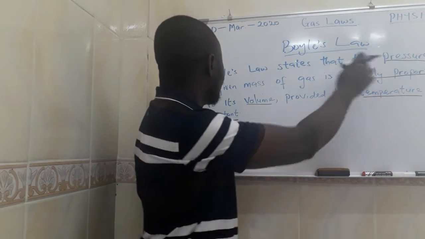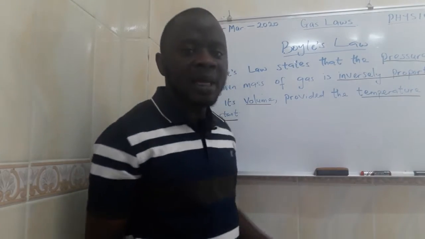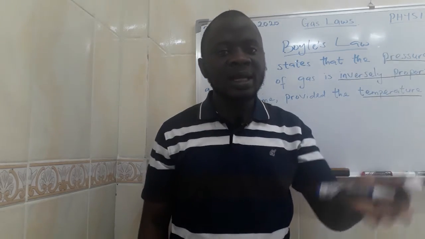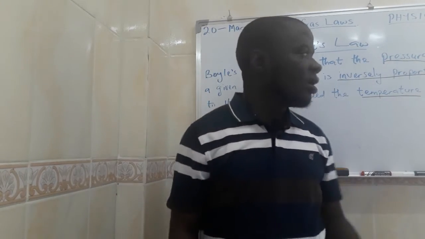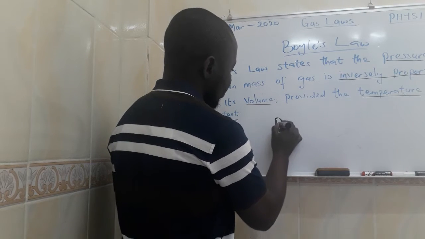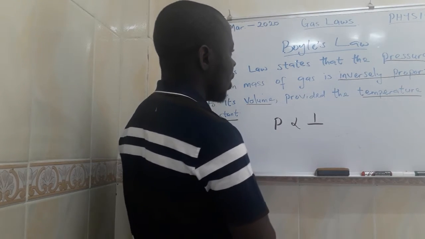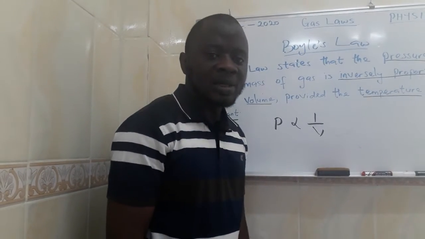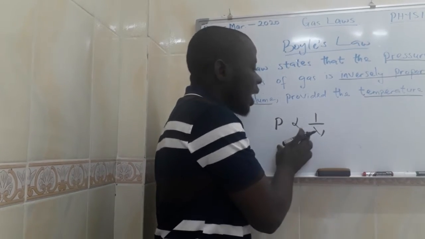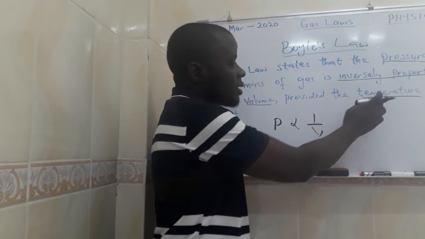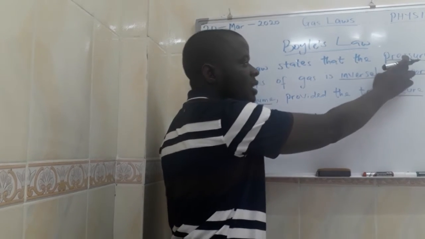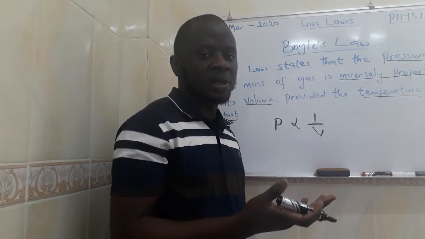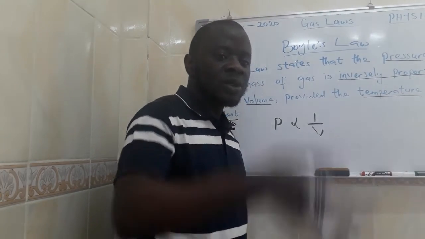Okay, what does it say? The pressure of a gas is inversely proportional. Inversely means that when something is increasing, the other will decrease. Now it says that the pressure is inversely proportional to what? To the volume of the gas. And the temperature is going to be constant. It means when temperature is not constant, then we cannot have this relationship. But if temperature is constant and we change the pressure, what will happen to the volume is that it's going to come down if we increase the pressure. If we decrease the pressure, then the volume is going to go up.